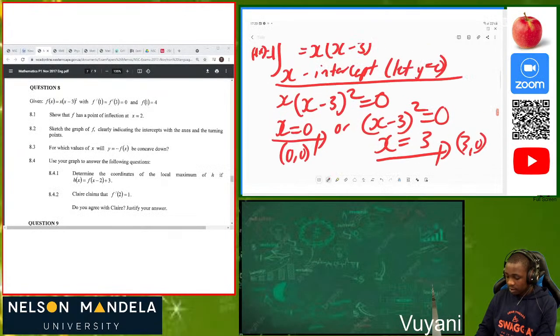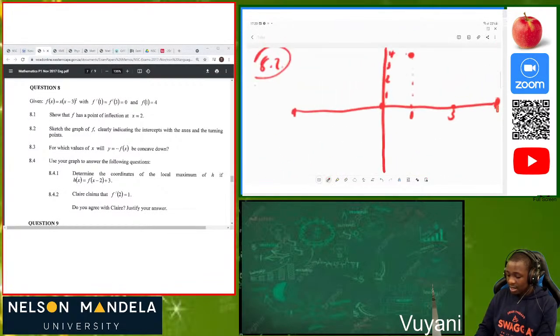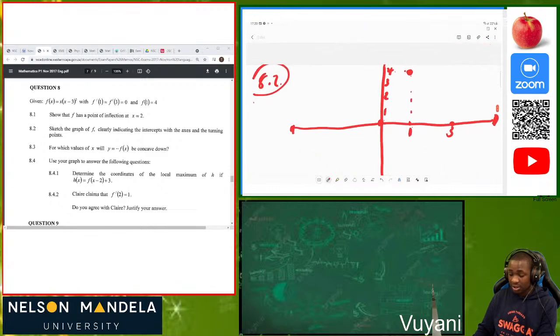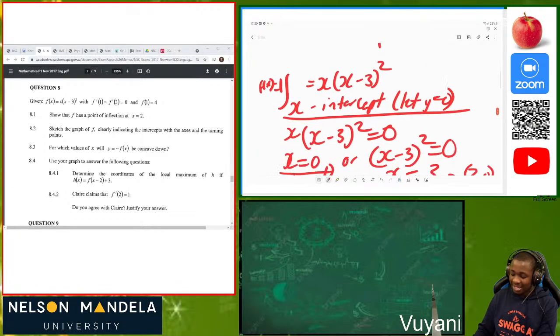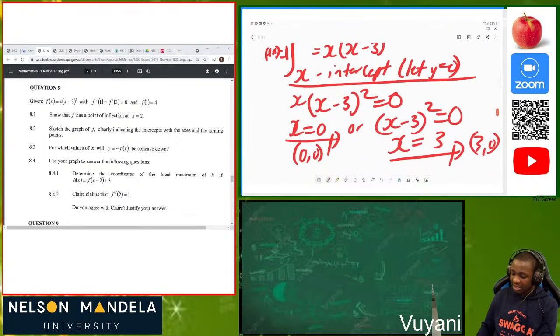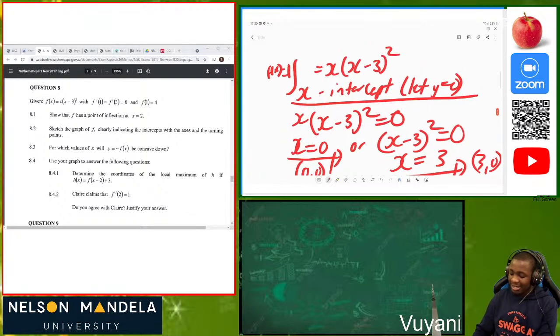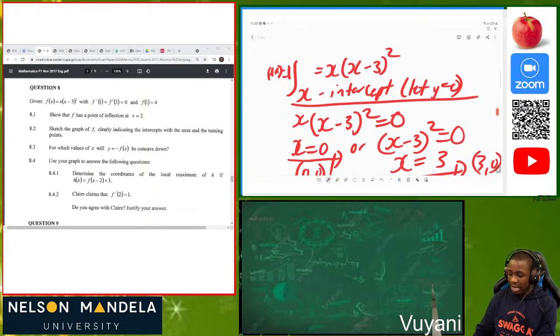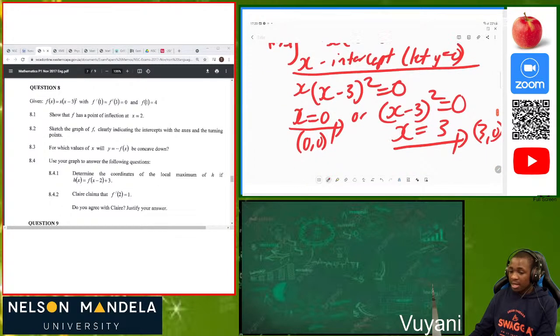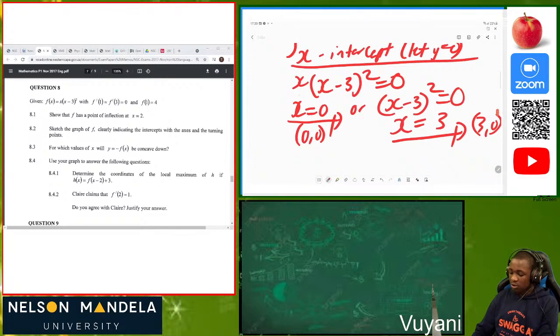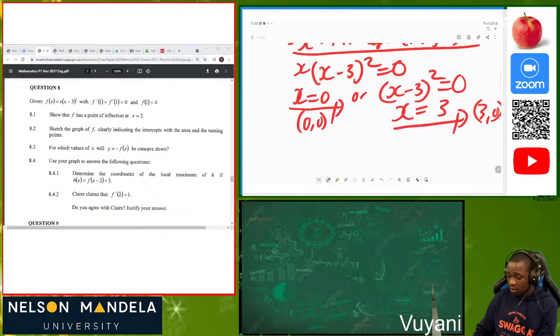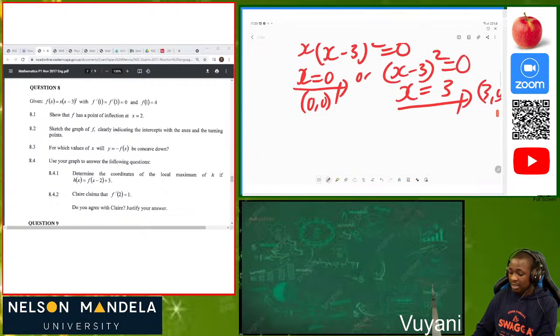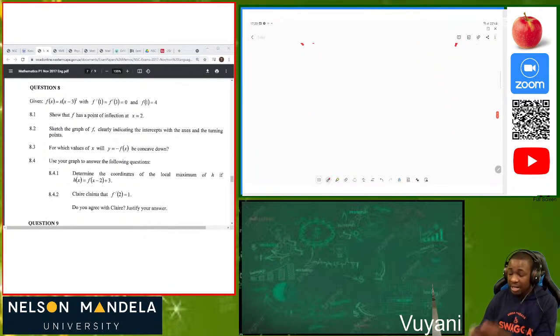So we want to plot this function. How are we going to do that? We have to determine the x-intercept first. So we solved for the x-intercept by letting y equal to 0. Then we had x times (x minus 3) all squared equal to 0. Then we said x is equal to 0 and x minus 3 is equal to 0. Solving for x, we ended up having 0 and 3. This is our x-intercept.